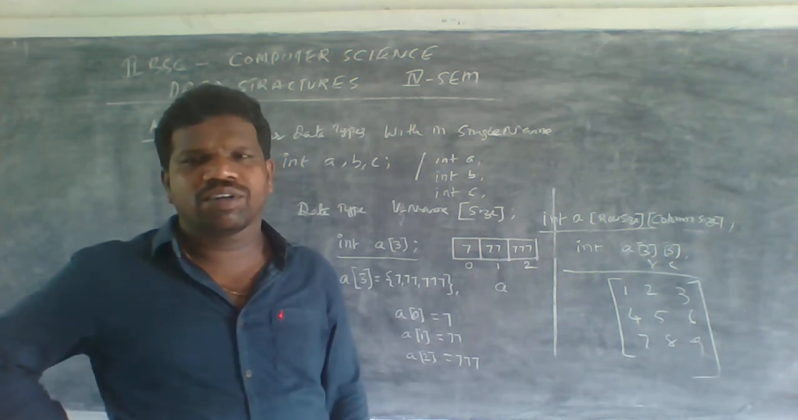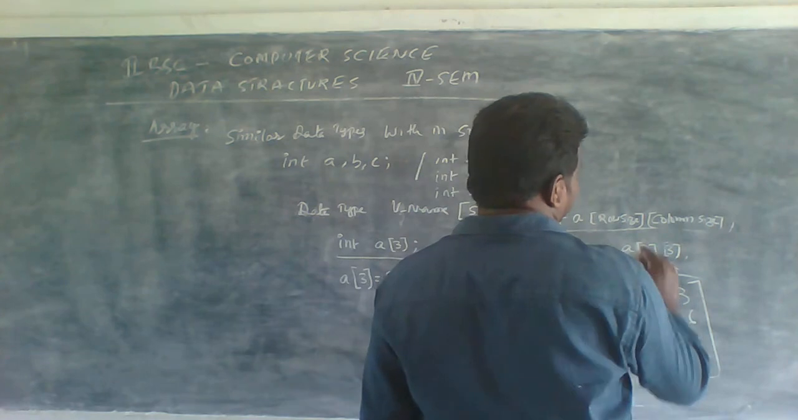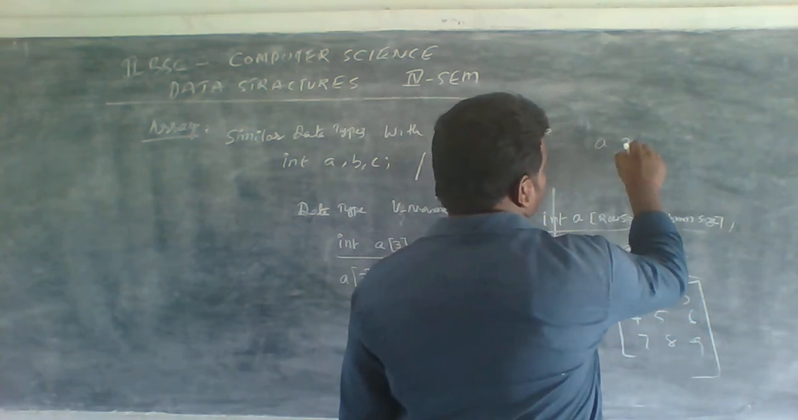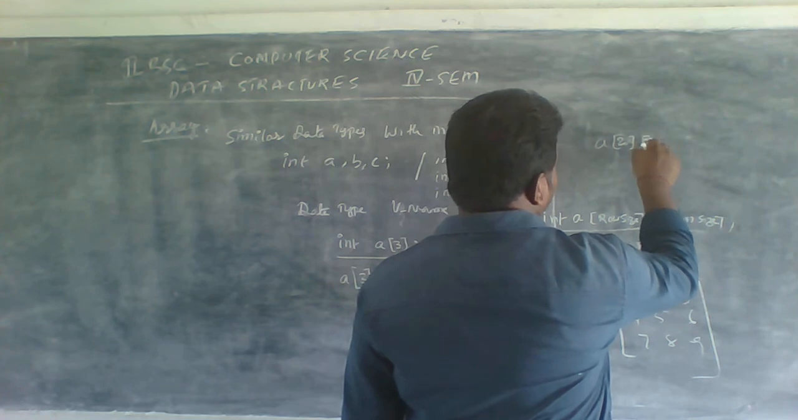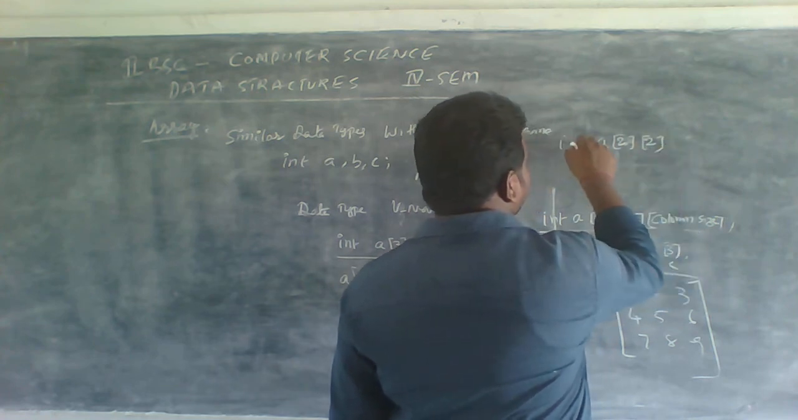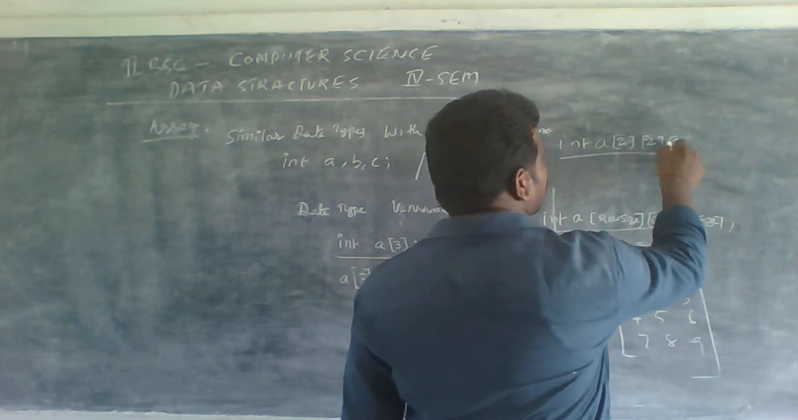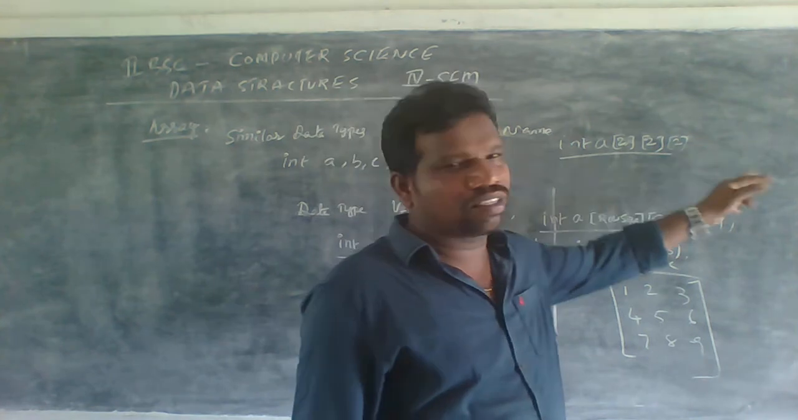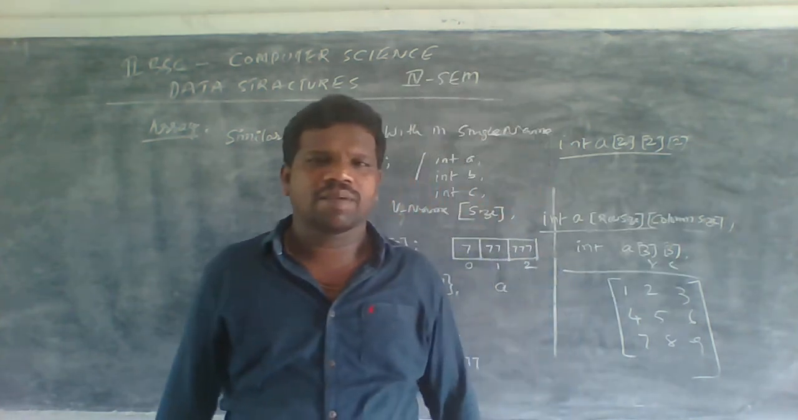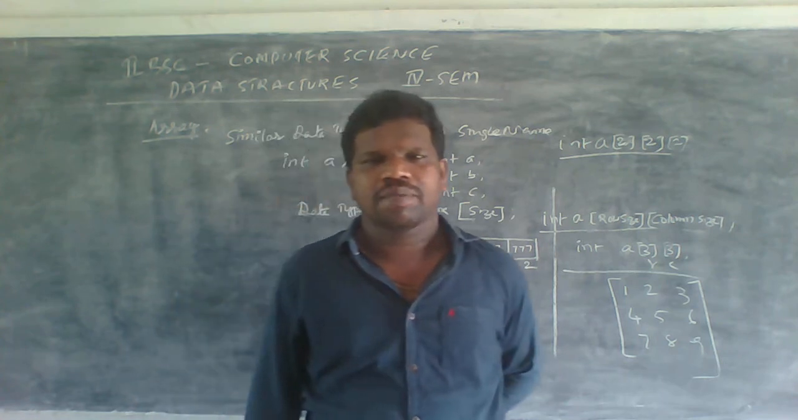And if you want, multi-dimensional arrays are also available here. That is called a of 2, 2, which is a two-dimensional array. If you use another dimension, this is called a three-dimensional array. If you use one more, that is called multi-dimensional. Okay, multi means what here? Two or more is called a multi-dimensional array here.